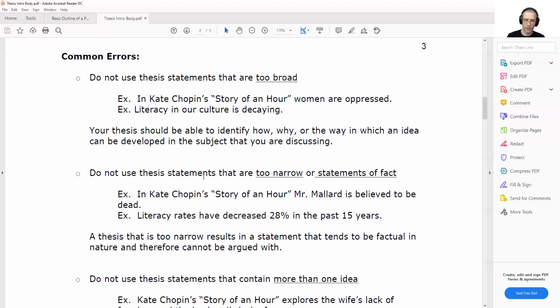Do not use thesis statements that are too narrow or statements of fact. In Kate Chopin's Story of an Hour, Mr. Millard is believed to be dead. That's just a statement of fact about the story. It doesn't matter that he's believed to be dead. If I read the story, I know that.